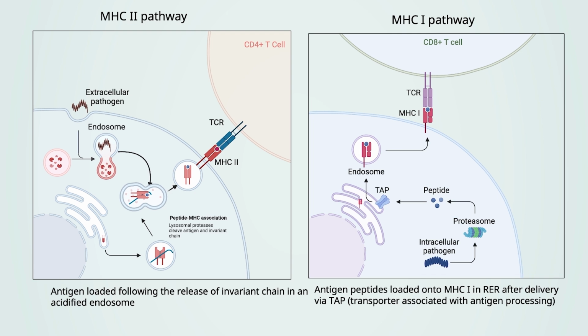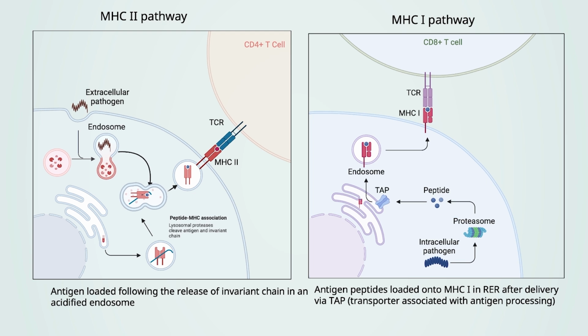Now, once this acid-filled endosome interacts with the MHC2, the invariant chain will be destroyed, right? And finally, the antigen will be able to load into the MHC2 molecule. Now, after the loading of antigen to the MHC2 molecule, this vesicle is finally able to fuse with the cell surface. Now, after the fusion with the cell surface, MHC2 can present its antigen to the CD4 positive T cell.